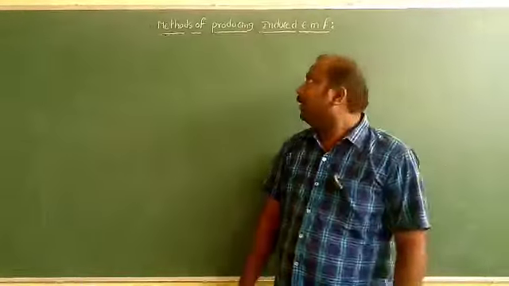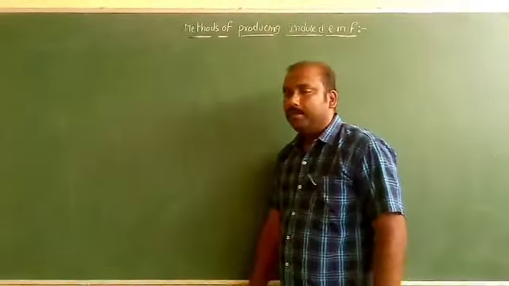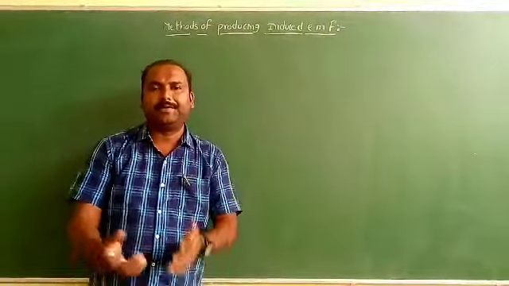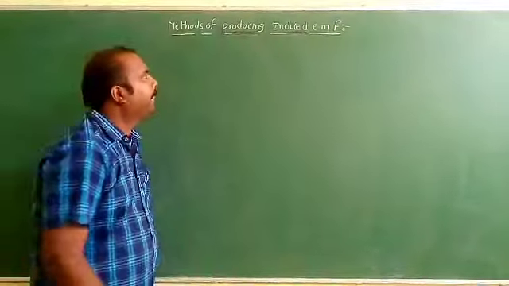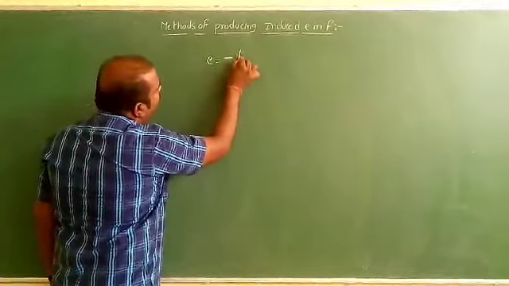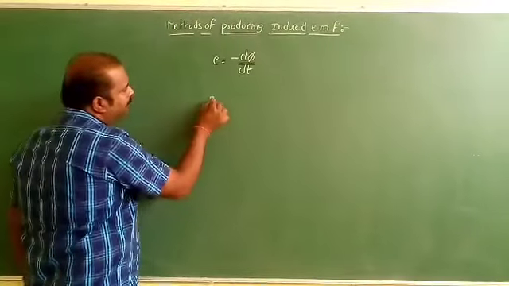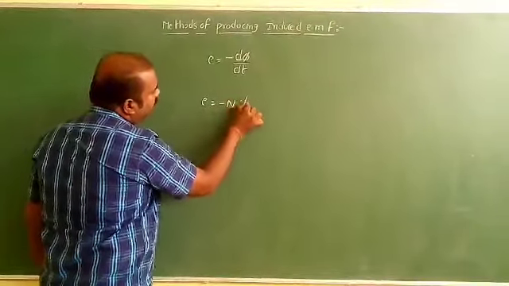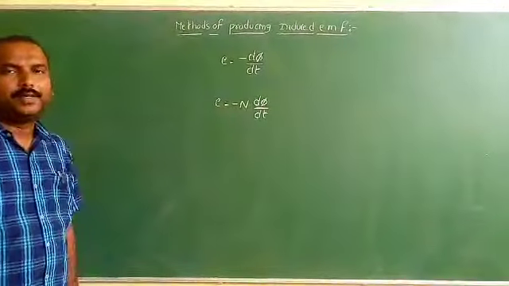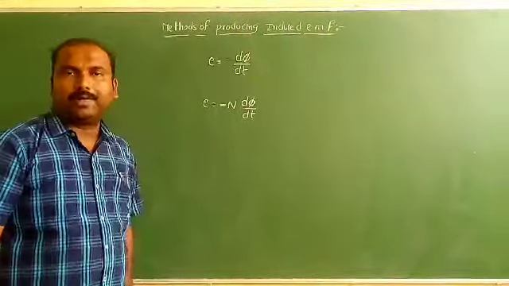Next, methods of producing induced EMF. How can you produce induced EMF by using different methods? See, E is equal to minus dΦ by dt. E is equal to minus N dΦ by dt. That means, if you want to produce induced EMF, the following factors you have to consider. What are they?